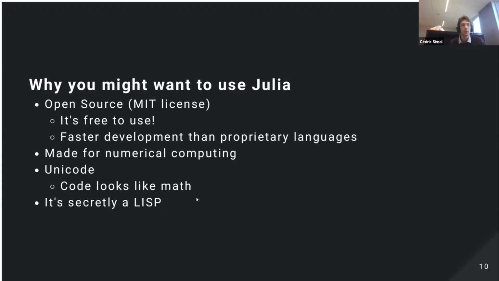Some other points that are a bit ancillary is that your code in Julia is Unicode, so you can use arbitrary Unicode characters, and it's nice because it means that your code can look like math. And as a scientist trying to translate your equations into code, it's non-trivial. It means that really your code looks exactly like the math on your paper. And also for those in the know, Julia is actually secretly a Lisp, so you can do some metaprogramming with that, and it's pretty powerful.